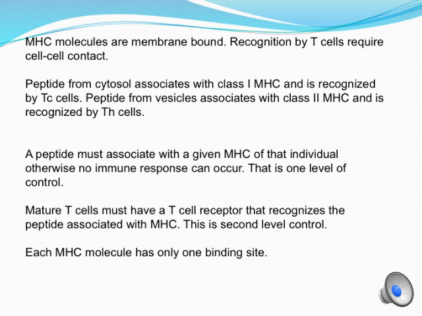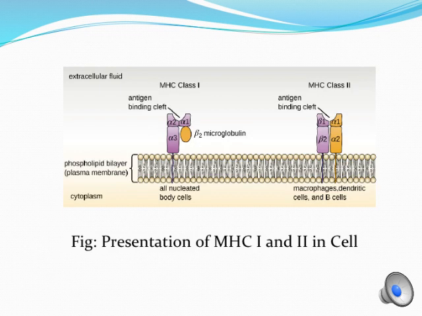Second, when the MHC and the peptide, the antigen, form a complex, the T cells are going to recognize this peptide associated with the MHC. When the T cells recognize this association, they will start their action and bring their resources to fight the infection. This is a second level control. And every MHC molecule has only one binding site. This is important for your objective also.